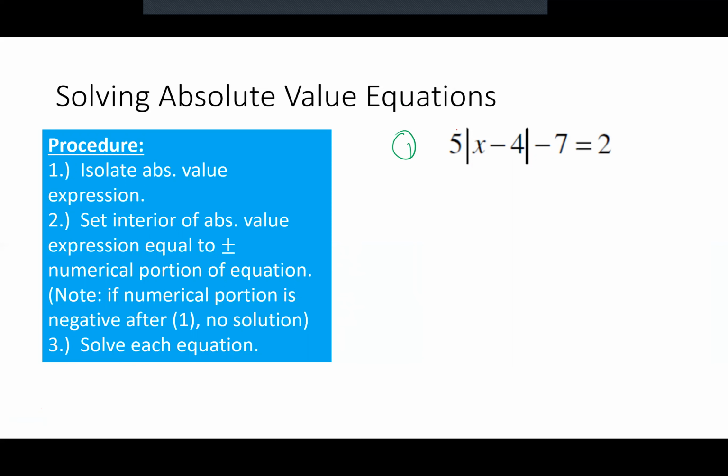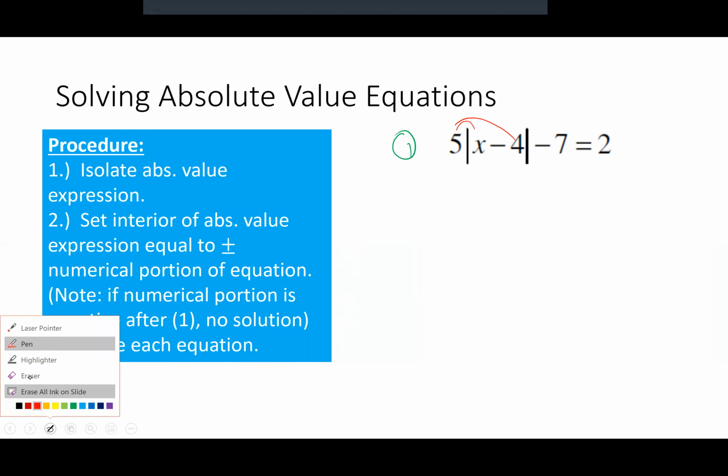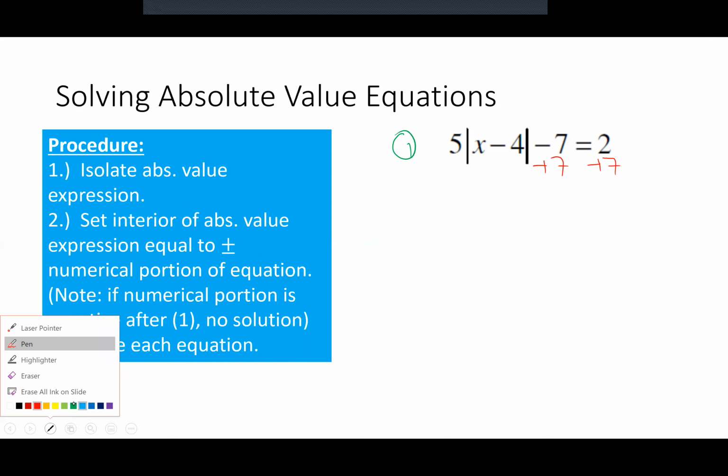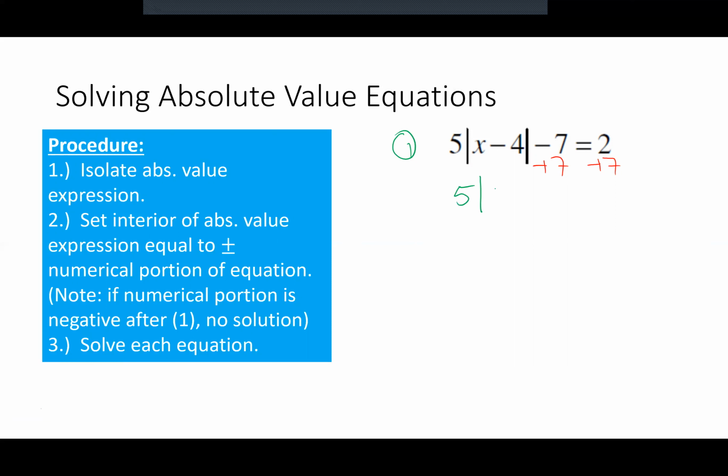Do yourselves a favor. Do not distribute. Don't do that. There's something weird that might happen with distribution that's a big deal, and it's worth not doing. So first, we're going to add 7 to both sides. And then we're going to divide both sides by 5. Again, I know that it seems dumb. We could just distribute the 5, but that's a really bad idea, I promise. You give creative license for something weird to happen, and we know that's not the case.